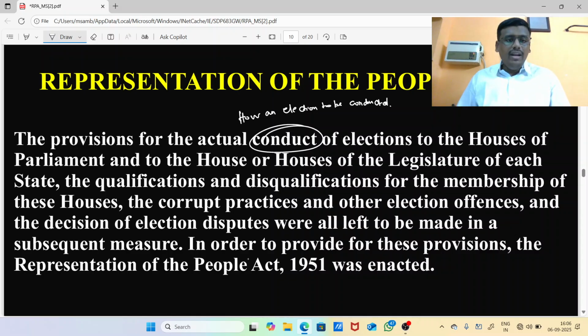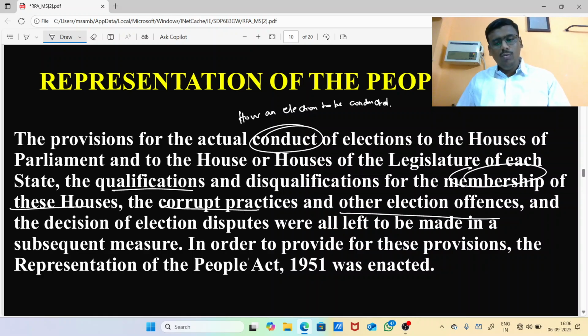For the houses of Parliament and the houses of legislature of each state, it covers the qualification and disqualification for membership of these houses. If they involve themselves in corrupt practices, they should be punished, and for other electoral offences, like giving bribes or gifts to the voters, it should be mandated to ask a question, and if they become convicts, they should be punished.